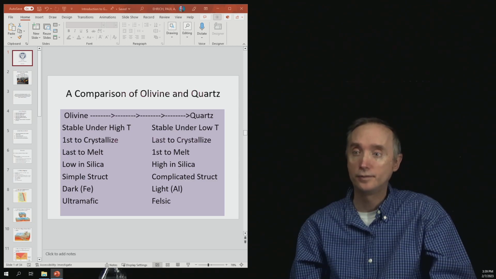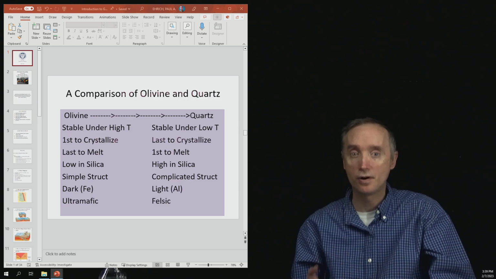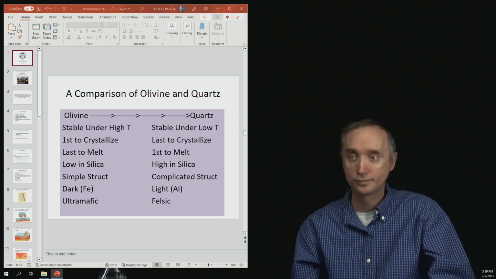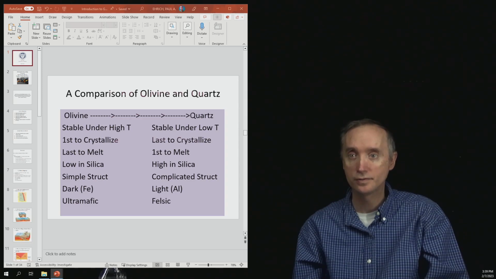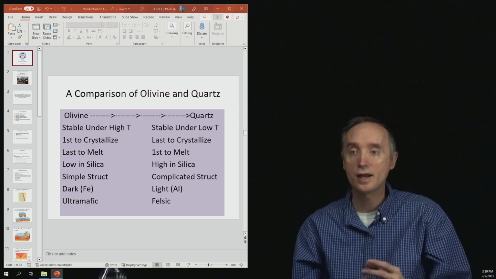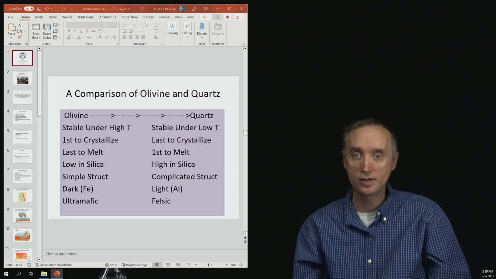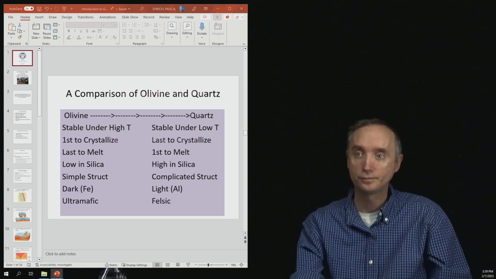Okay, then another thing about olivine, it's dark in color, and quartz is light in color. So if you look at an igneous rock and it's dark, chances are it doesn't have a lot of quartz in it. Then olivine tends to make ultramafic rocks, and rocks that have the mineral quartz in them tend to make very felsic rocks. So just keep that in mind as we start to discuss different kinds of magmas and the kinds of features that they make.